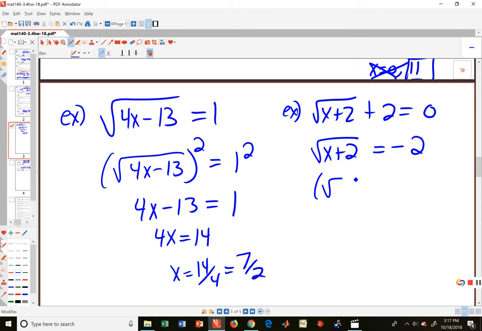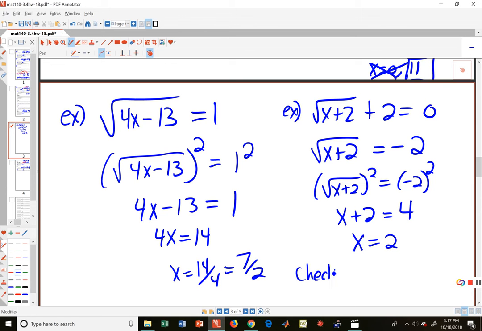But let's go ahead and go through the motions. You square both sides, you get a negative 2 squared, the square root goes away, the negative goes away, you get a 4, and you get x equals positive 2, and it looks very reasonable until you check your answer. So let's check our answer.